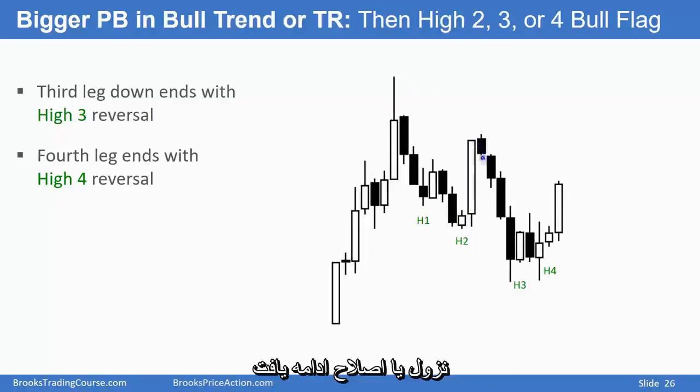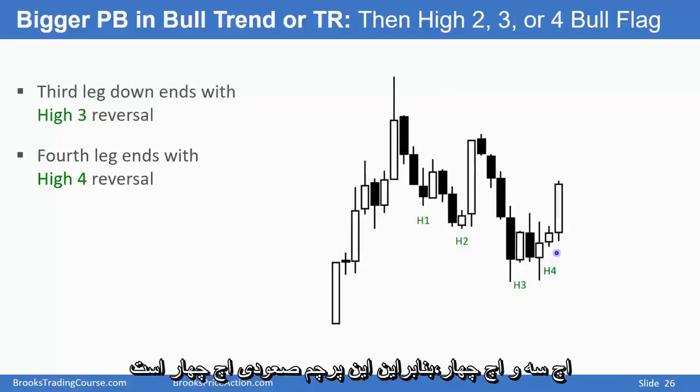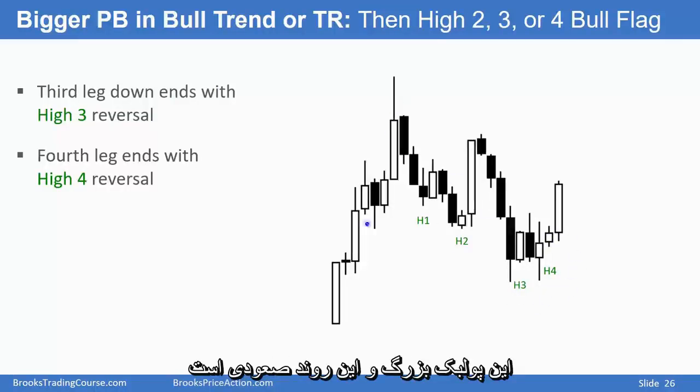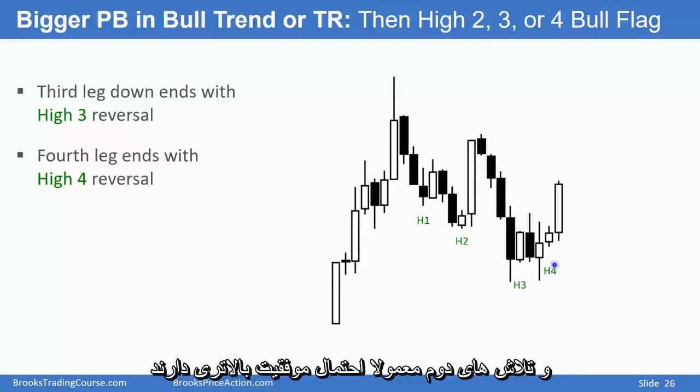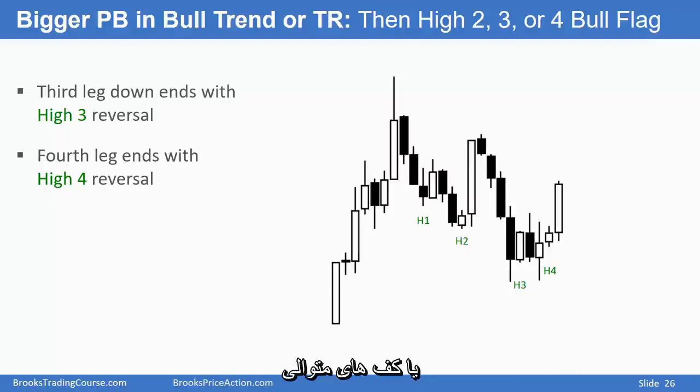The bear resumed down, the correction resumed down, and then we got another complex buy, high 1, high 2. So you can call it high 1, high 2, and then high 3, high 4. So this is a high 4 bull flag. Or you can call it consecutive bottoms, where you have a high 1, high 2, and then another high 1, high 2. This is a second attempt to reverse this large pullback in this bull trend. And second attempts usually are higher probability. So it's a high 4 bull flag or consecutive bottoms.